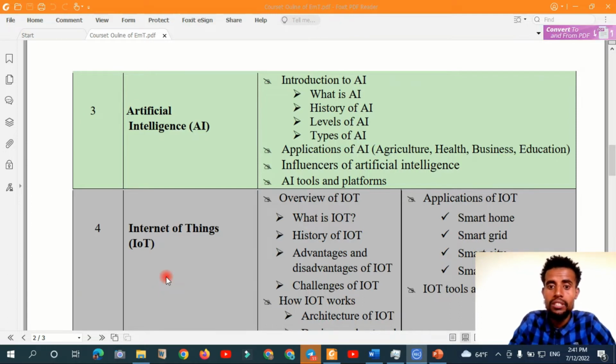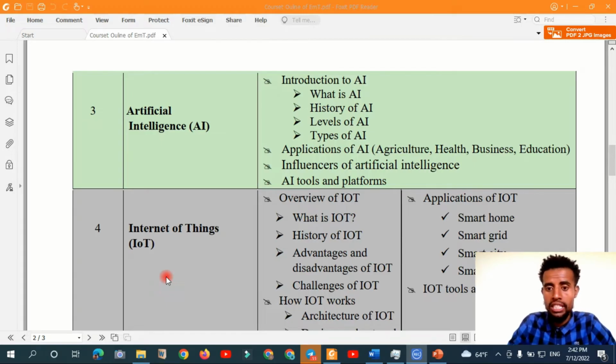You will learn also the history of artificial intelligence. You will learn also levels of artificial intelligence. We have different levels of artificial intelligence. You will learn also types of artificial intelligence. We have different types of artificial intelligence. And we'll learn also applications of artificial intelligence, or applications of AI. By the way, this AI or artificial intelligence can be applied to every discipline or every area like agriculture, or we can apply AI to healthcare, or we can apply AI to business, and we can apply AI for education. So AI can be applied everywhere.